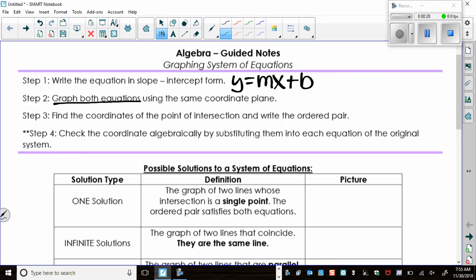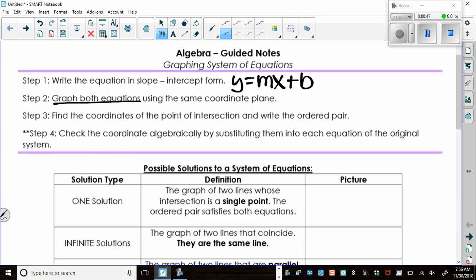So step 3 is find the coordinates of the points of intersection and write the ordered pair. Step 4 is check the coordinate algebraically by substituting in the ordered pair into each of the equations and seeing if the equations are balanced. So I'll explain all of that in this video.